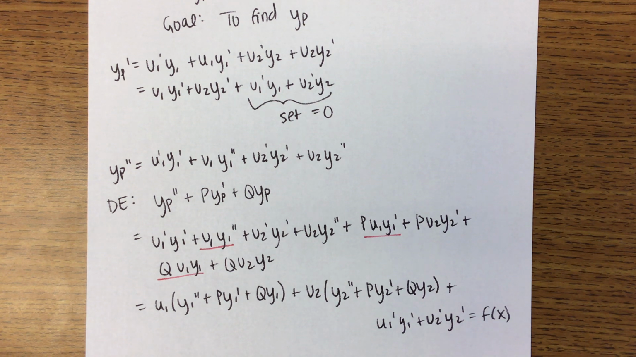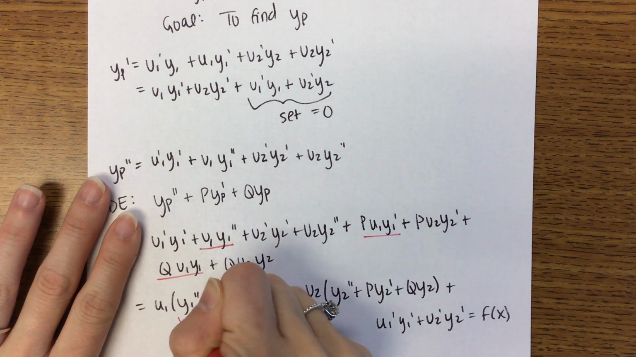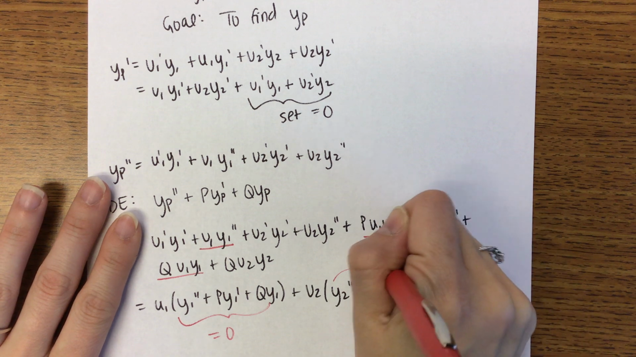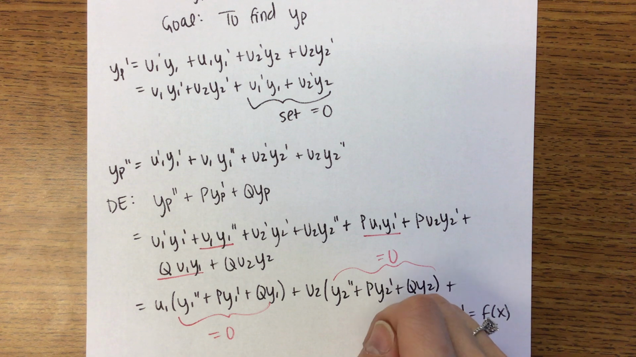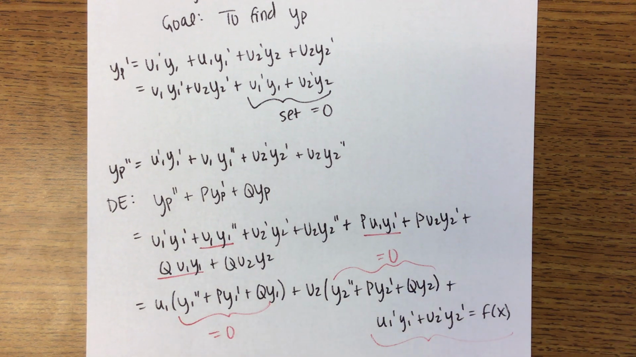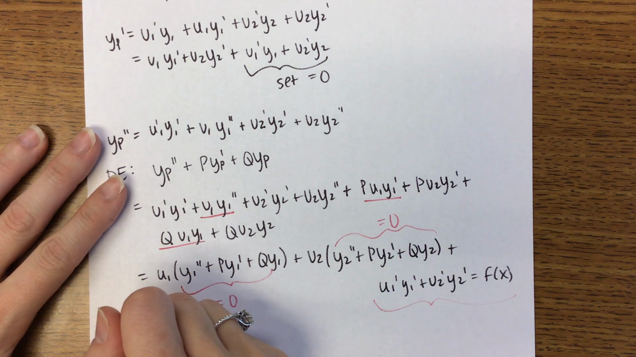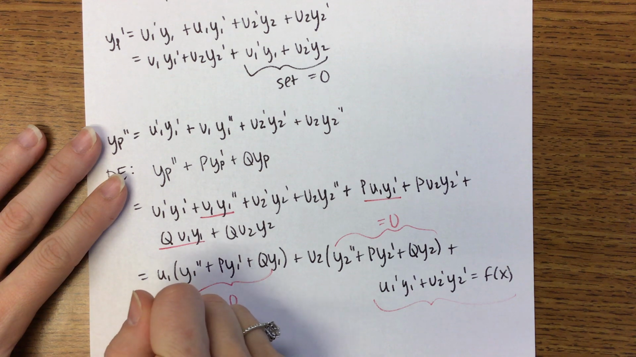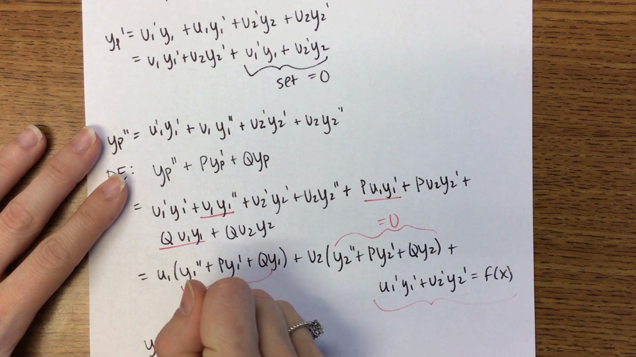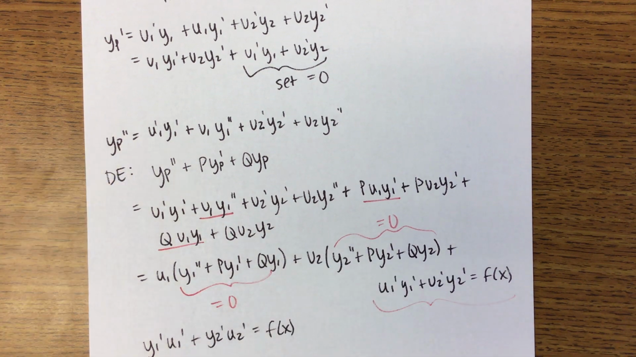Okay, now we know that y1 and y2 are solutions to the homogeneous differential equation. So this is equal to 0. That is equal to 0. So we end up with this. I'm going to put the y's out in front: y1 prime u1 prime plus y2 prime u2 prime is equal to f of x.